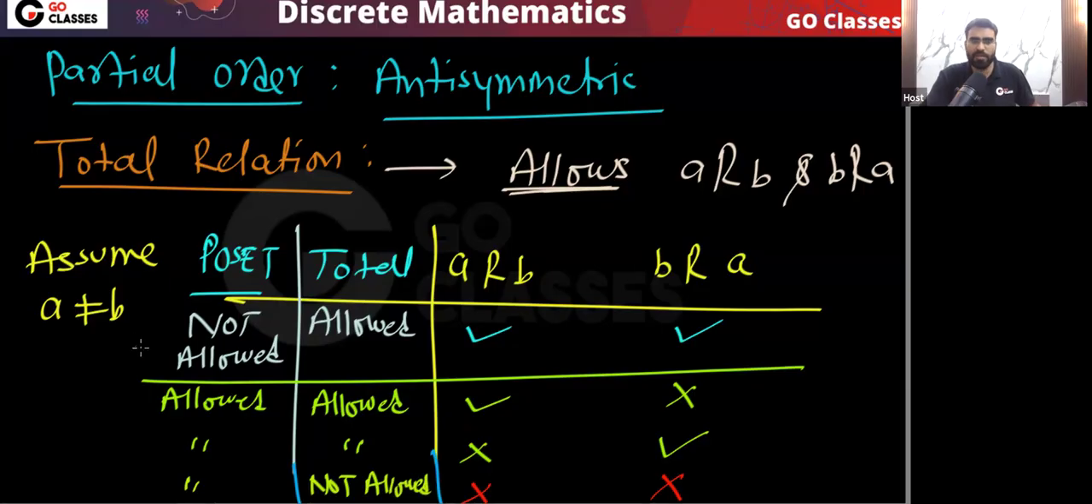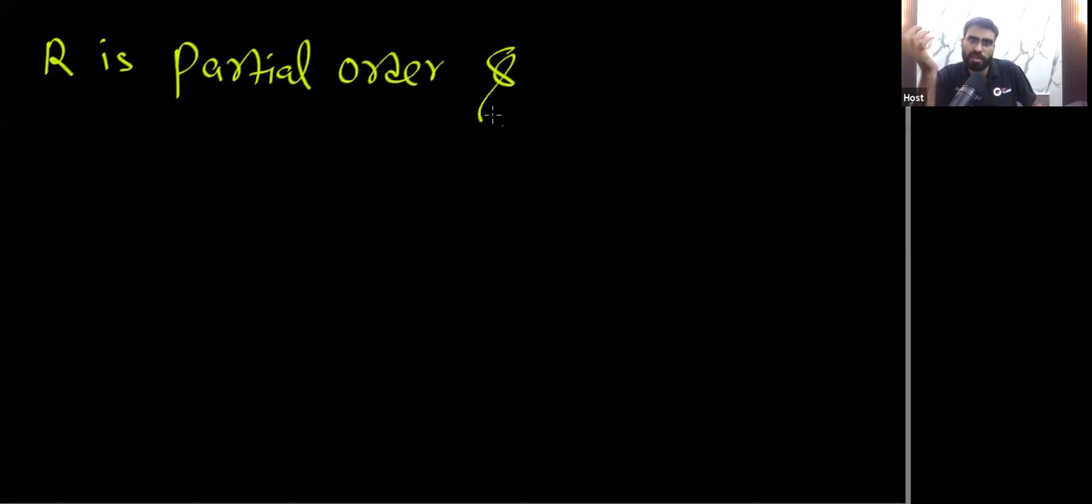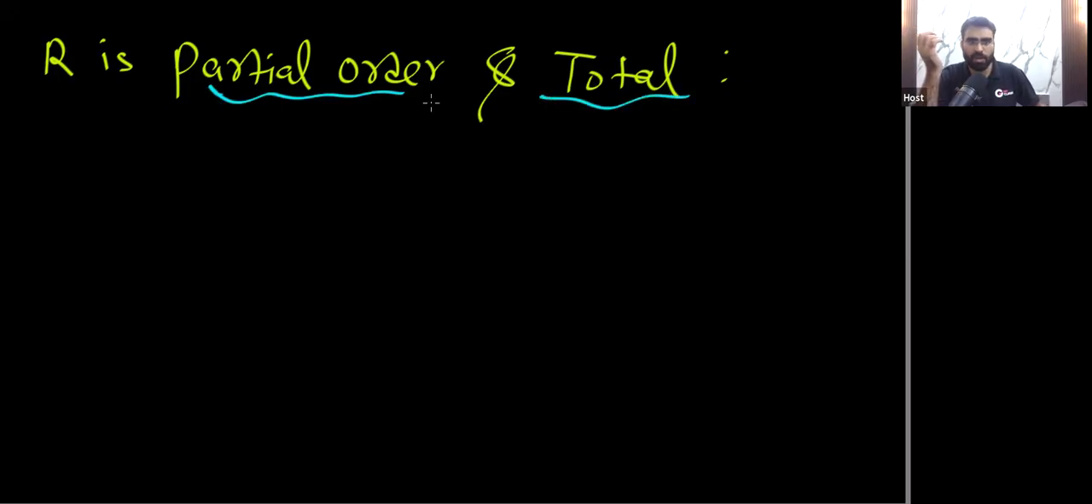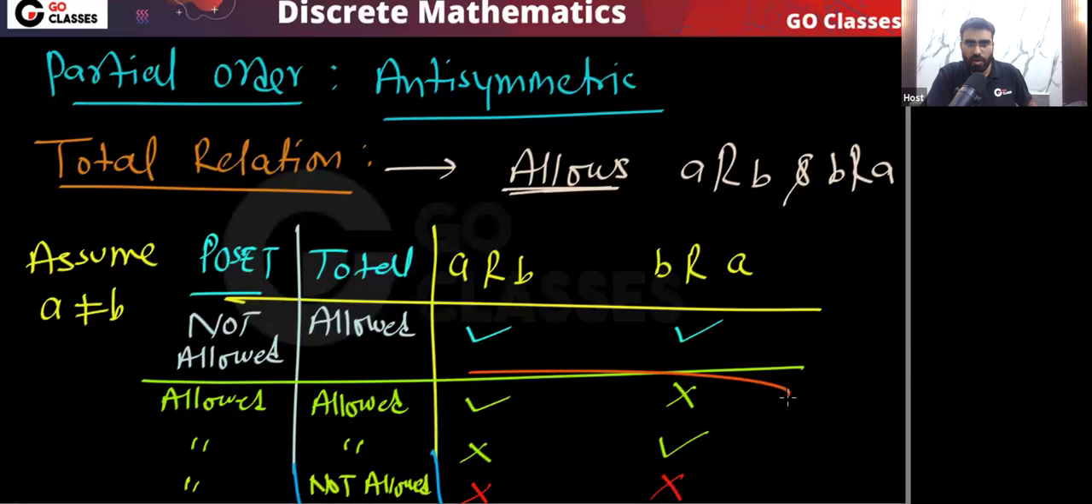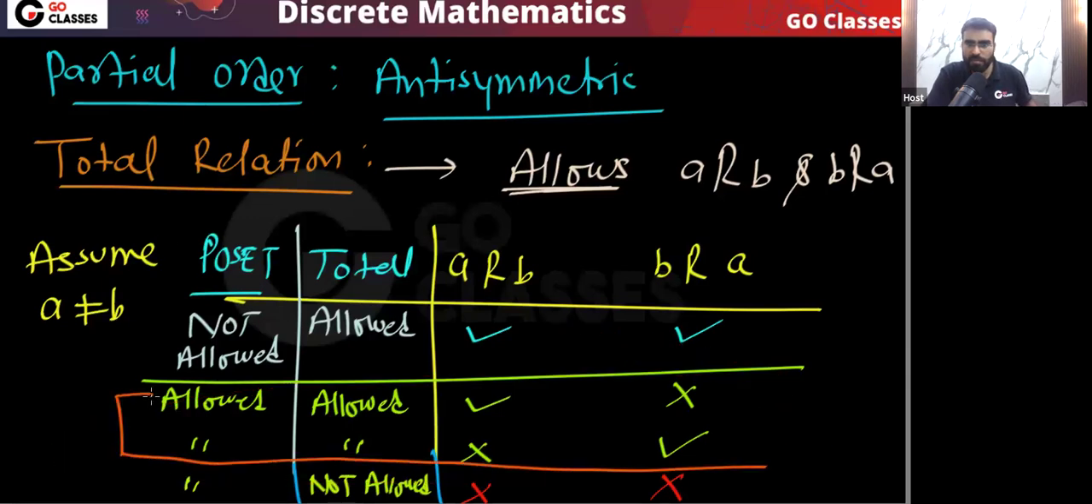So ultimately, you tell me, if a relation is a partial order and total, then what will be allowed? Let me know. If a relation is partial order and total, then only two things will be allowed. Yes or no? Only this is what is allowed in both of them. Do you agree with me?